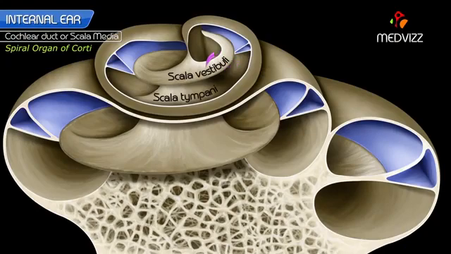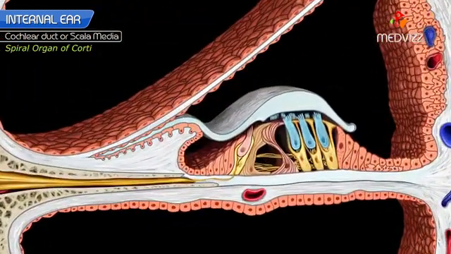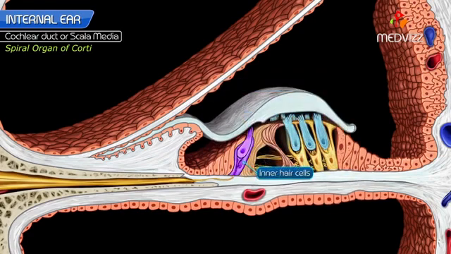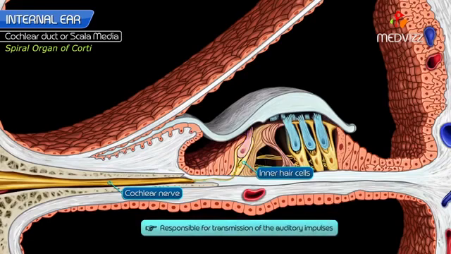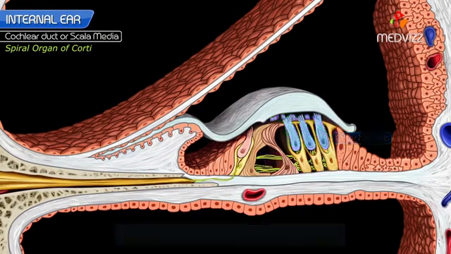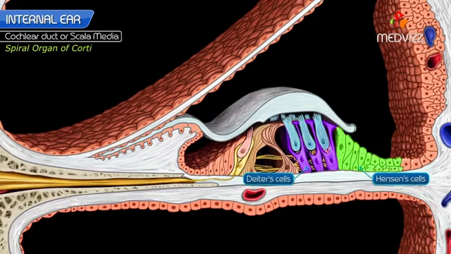When sound vibrations pass from perilymph of the scala vestibuli to the perilymph of the scala tympani, the basilar membrane bulges and the overlying hair cells are stimulated. The inner hair cells are richly innervated by the cochlear nerve fibers and are responsible for transmission of the auditory impulses. The outer hair cells are innervated by efferent fibers from the olivary complex and are concerned with modulation of inner hair cells. Supporting cells, Deiters' and Hensen cells. The Deiters cells are situated between the outer hair cells and provide support to the latter. The Hensen cells lie outside the hair cells.